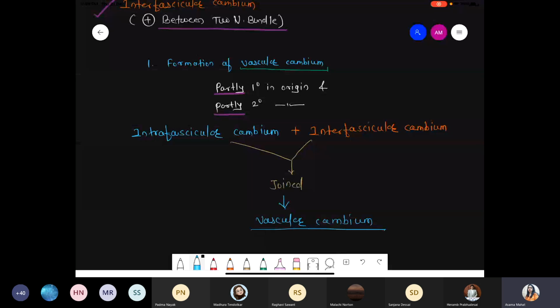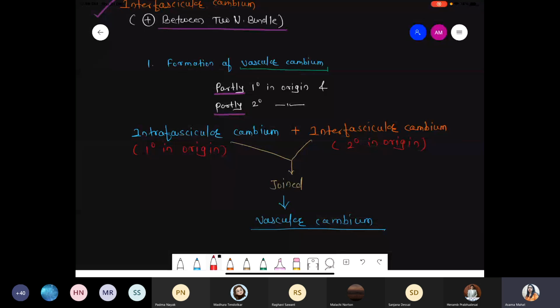So the intra and interfascicular cambium join with each other. You know very well that the intrafascicular cambium is primary in origin, just check the initial classes, and the interfascicular cambium is secondary in origin, right? That's why we use the specific words partly primary and partly secondary in origin, because they join with each other and now form a ring. That ring is simply called the vascular cambium.